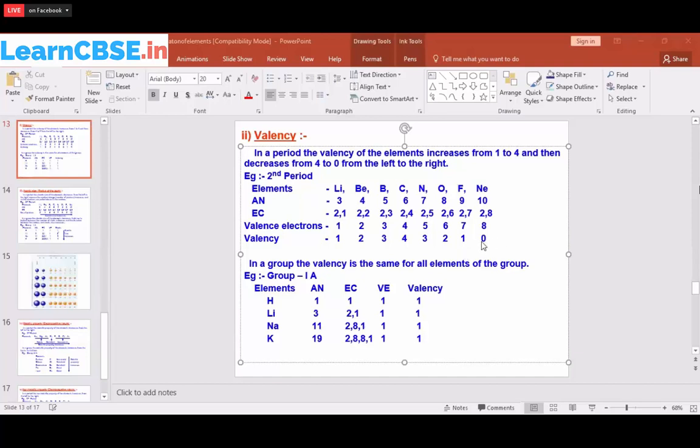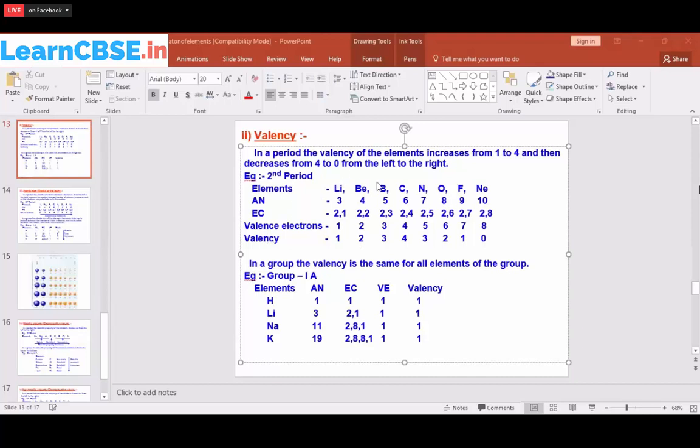Neon is 0 because it has already completed its outermost shell with 8, because the maximum occupancy of the second shell is 8. So it is unreactive. It does not have any valency. It always exists as a monoatomic gas. Monoatomic means it exists as a single atom. It does not combine with any other atom, nor with the same atom. So it exists as a monoatomic gas.